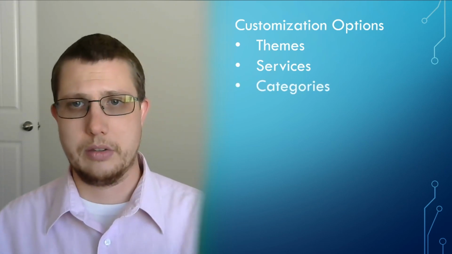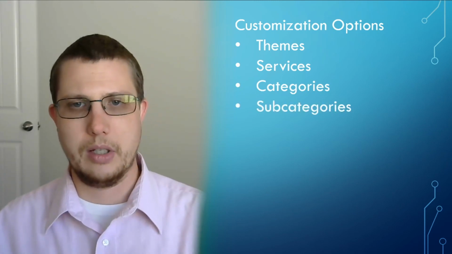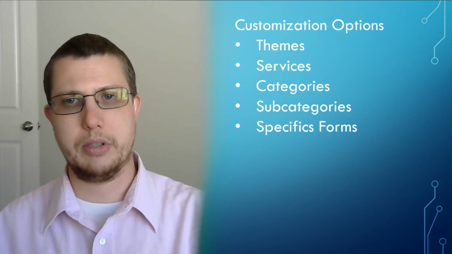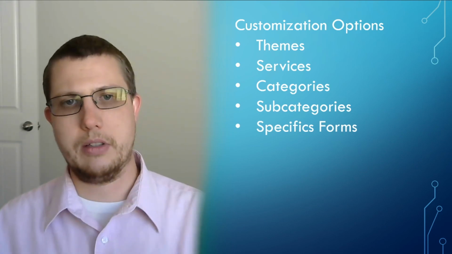Then of course there's services, kind of the top level of your service catalog. There's categories, which are the next level down, and then finally subcategories. And with subcategories come specific forms. So in this video, we're going to go through all 5 of these things.